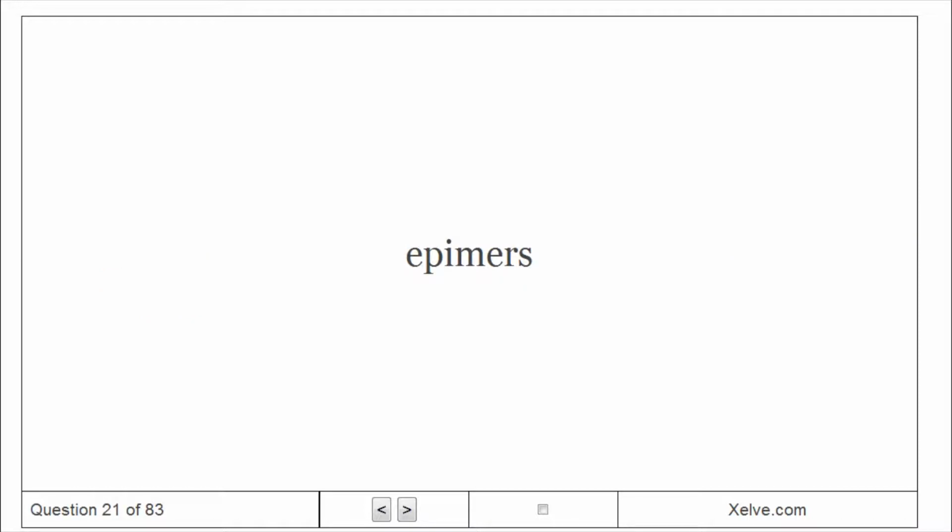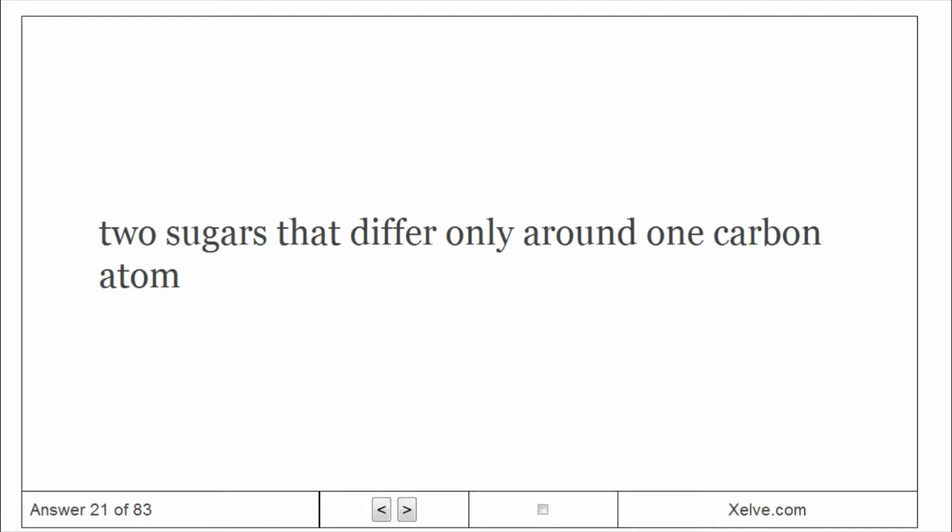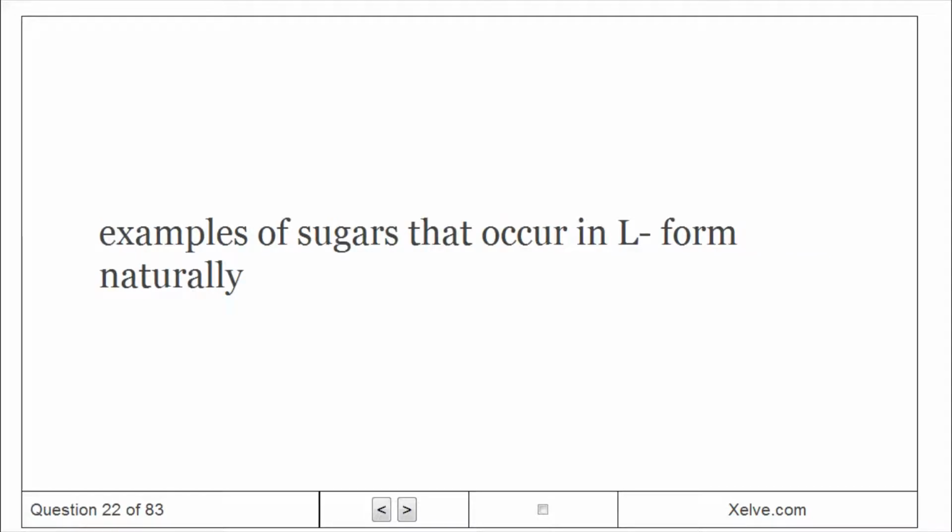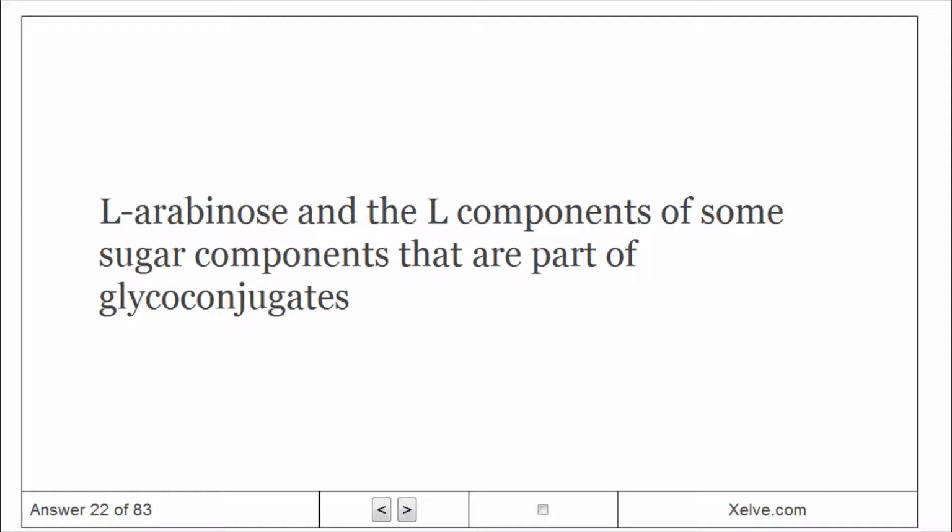Epimers. Two sugars that differ only around 1 carbon atom. Examples of sugars that occur in L form naturally: L-arabinose and the L components of some sugar components that are part of glycoconjugates.